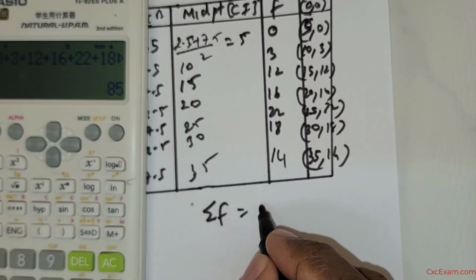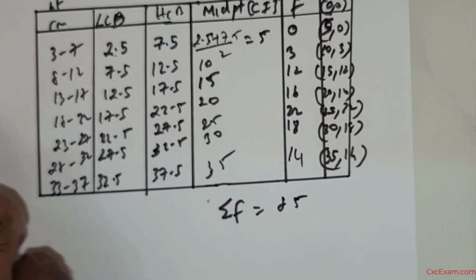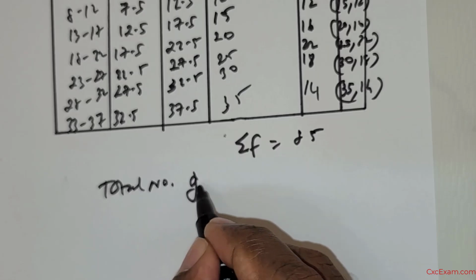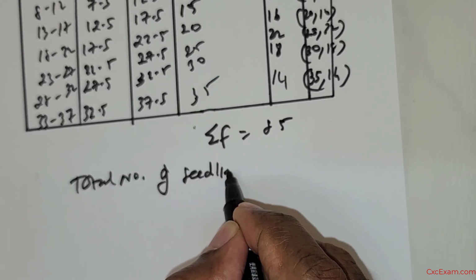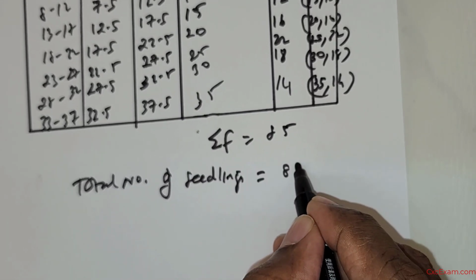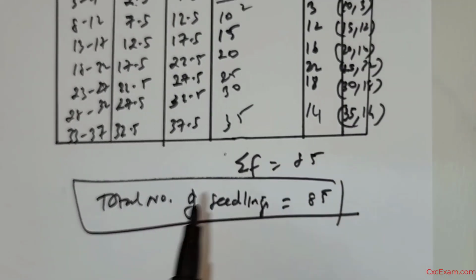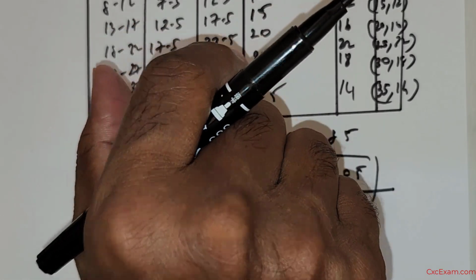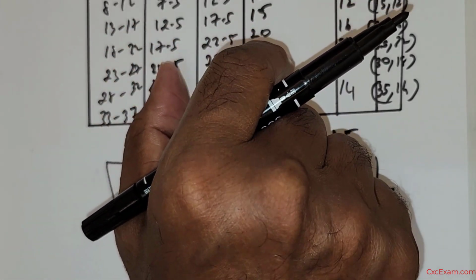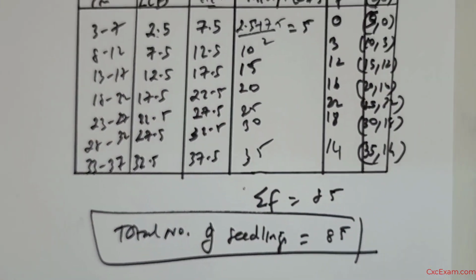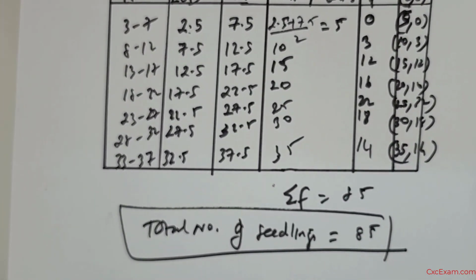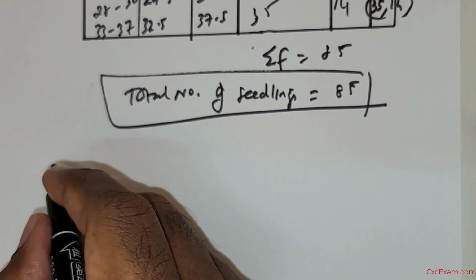85. So first question, they are asking us the total number of seedlings, that is equal to 85. So that completes the first part of the question. Of course, with this part you have answered many questions, in fact, in the subdivisions. Now you have to go and answer part B.